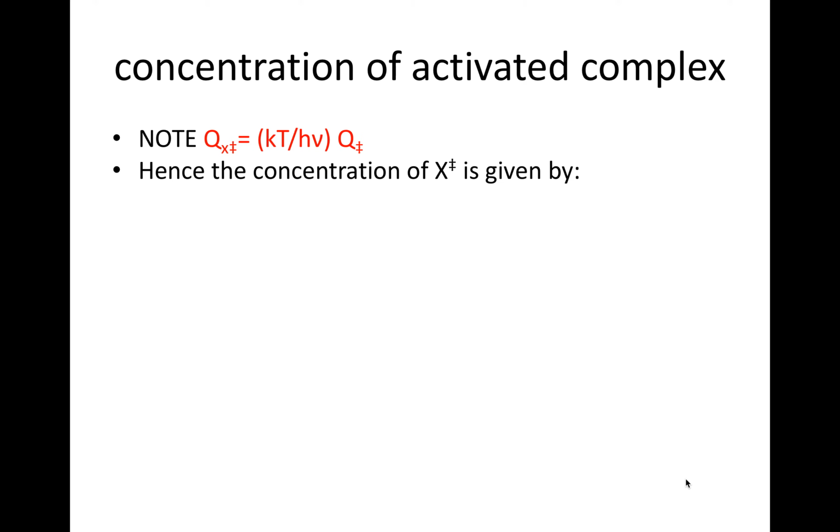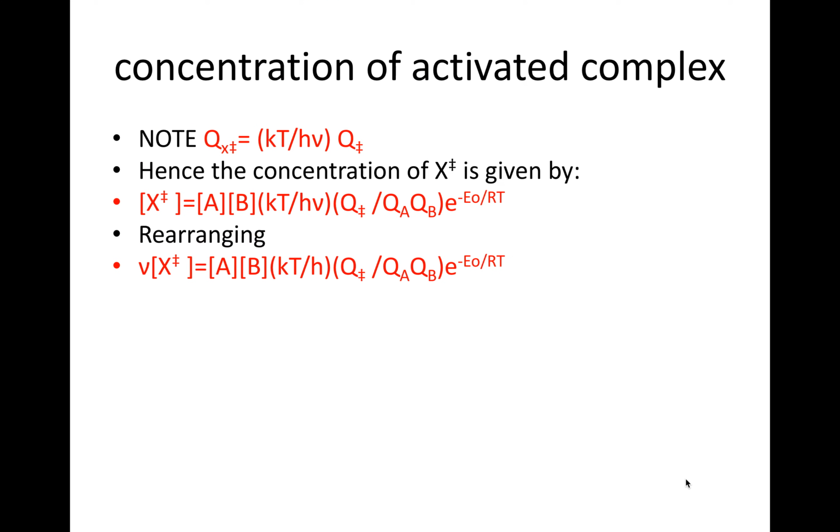Hence, the concentration of X double dagger is given by X double dagger is equal to the concentration of A times the concentration of B times kT over h nu times Q double dagger over QA times QB, all into e to the minus E naught over RT. Let us rearrange this to obtain nu times the concentration of X double dagger is equal to the concentration of A times the concentration of B times kT over h times, open bracket, Q double dagger over QA times QB into e to the minus E naught over RT.